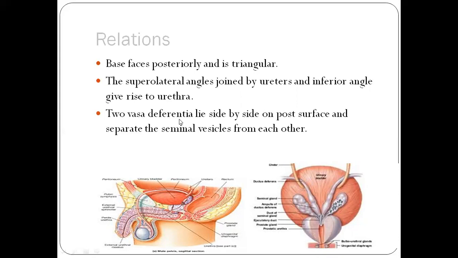Two vas deferens lie side by side. These are the vas deferens which lie side by side on the posterior surface and separate the seminal vesicles. So these are the seminal vesicles. Then the vas deferens joins with the seminal vesicles and forms the ejaculatory duct, which opens into the prostatic urethra.